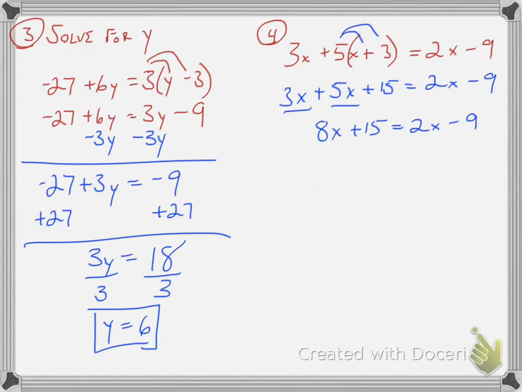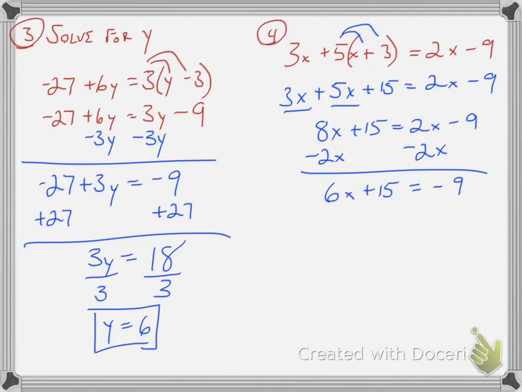Okay, now I'm going to bring my x's together. In order to get rid of this 2x on the right side and bring it over to the left side, I'm going to have to use the inverse operation, which is subtracting 2x. Subtracting 2x from both sides, and I have 8 minus 2 is 6. 6x plus 15 is equal to -9.